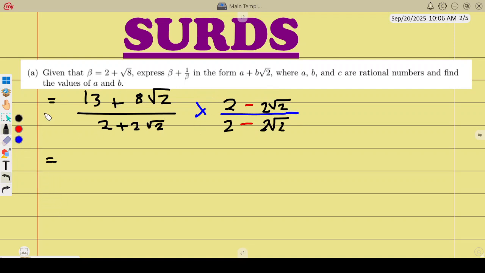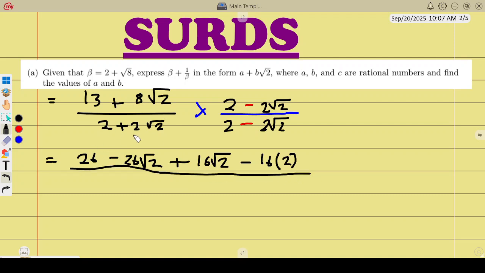So let us quickly multiply. What is 13 times 2? We know it is 26, minus 13 times 2 there, it is 26, we have a root 2. Plus, we come here, this times this: 8 times 2, it is 16, and then we have a root 2. Minus 8 times 2 there, it is 16, and then root 2 times root 2, that is 2.